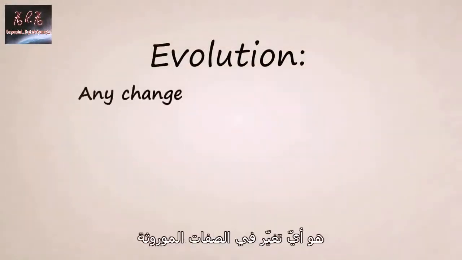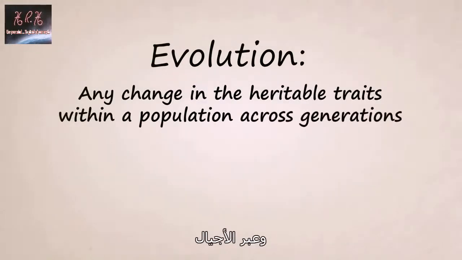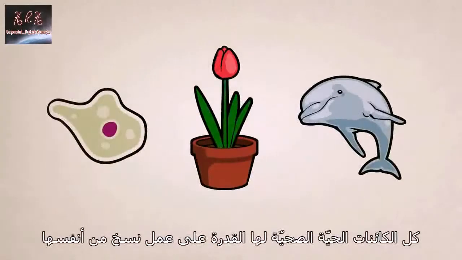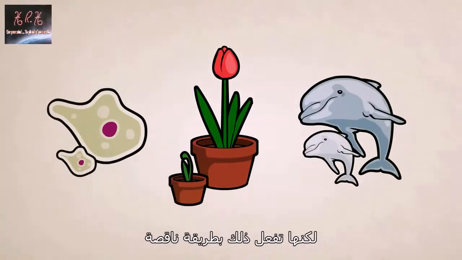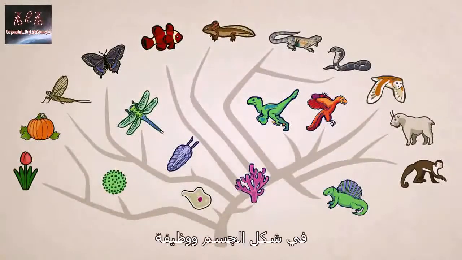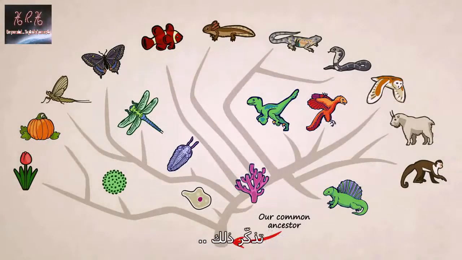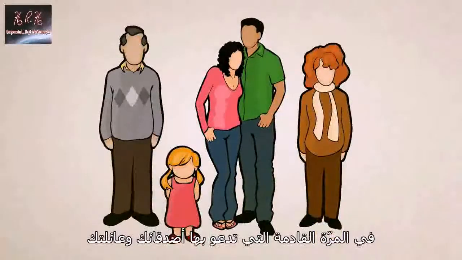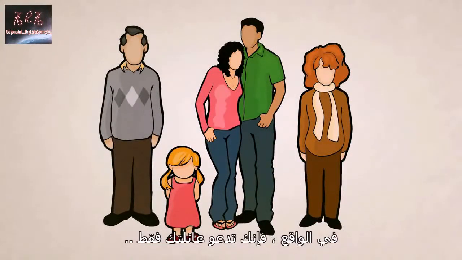Biological evolution is any change in the heritable traits within a population across generations. All healthy living things can make copies of themselves, but they do so imperfectly. Small variations can add up over generations to create dramatic differences in the body form and function of living creatures. Evidence overwhelmingly suggests that all life on Earth is related. So remember, next time you invite family and friends over for a holiday feast, you're actually just inviting family.